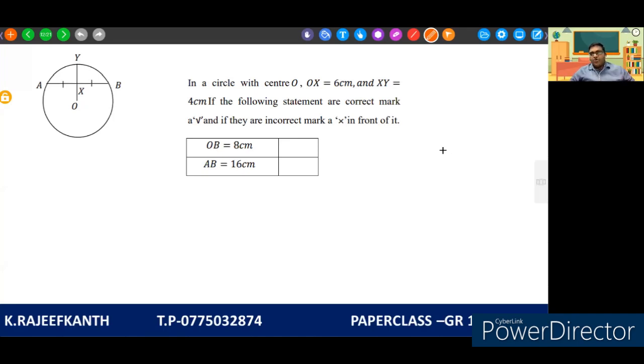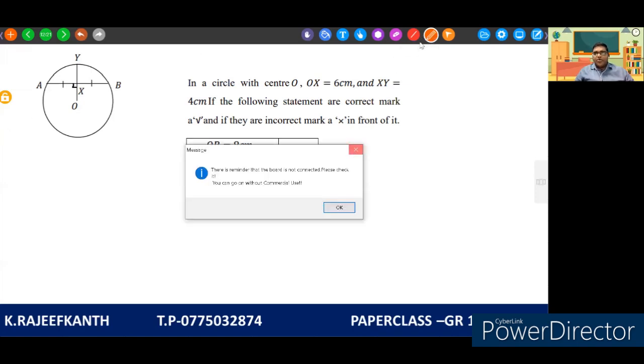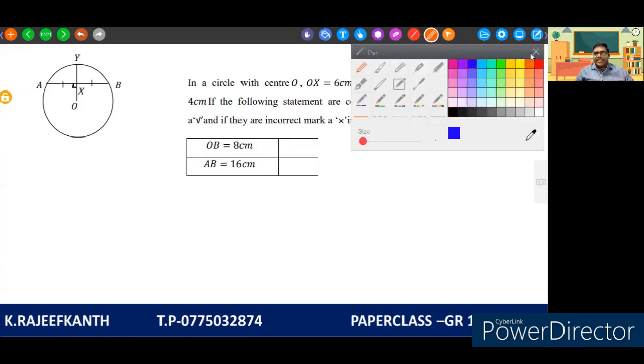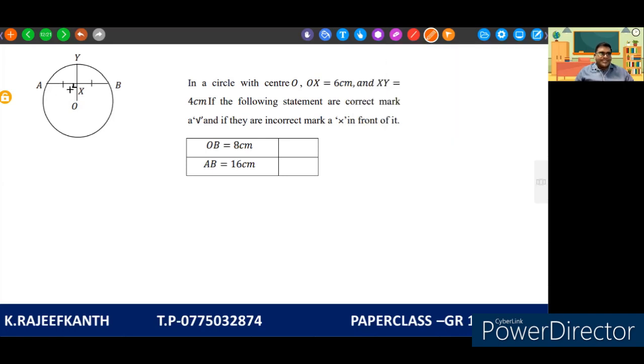Right. Here O is the center, X is the midpoint of AB. So if we join this center and this midpoint of the chord, that will be perpendicular to the chord. So this angle is 90 degrees. Here they have given OX is equal to 6 centimeters. So which is OX? Here, this is OX. So this length is 6 centimeters.